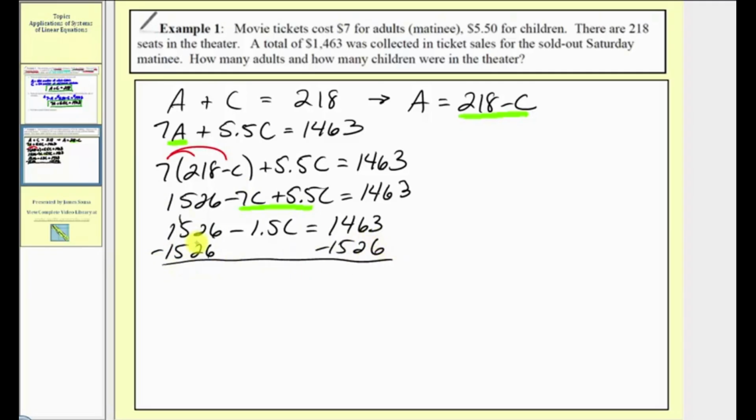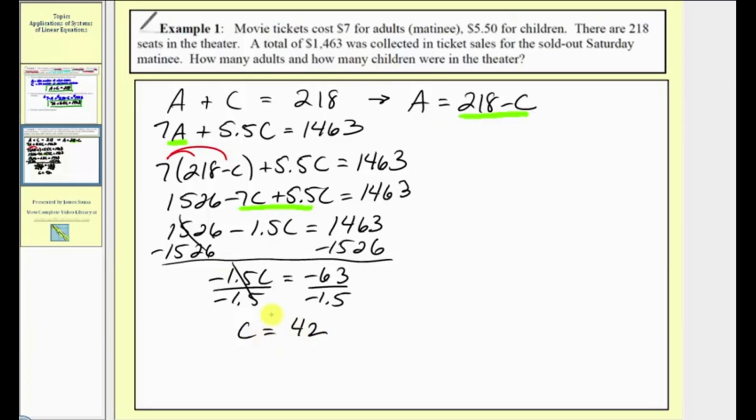Simplifying, we have negative 1.5C equals 1,463 minus 1,526, which is equal to negative 63, dividing both sides by negative 1.5. Simplifying, we have C equals negative 63 divided by negative 1.5, which is equal to 42. So this tells us there were 42 children's tickets sold, and therefore there were 42 children in the theater.